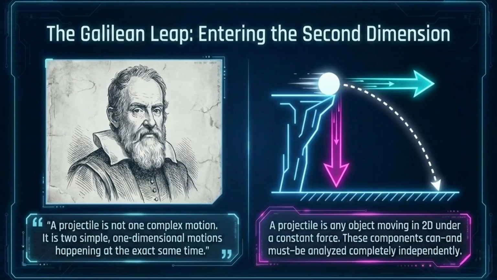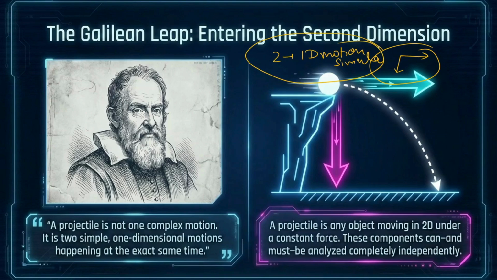We are now entering to understand projectile motion. Now, Galileo saw that the projectile is not a complex motion. It is two simple one-dimensional motions happening at the exact same time. So Galileo saw that there is one motion here and one motion here. There are two 1D motions simultaneously. Okay, this is the basic structure of projectile motion.